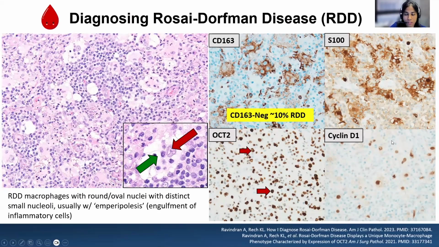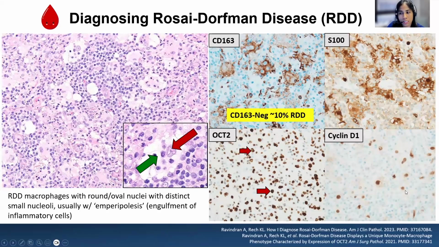The other phenotypes in RDD include positivity for S100, OCT2. OCT2 also stains background small B cells and plasma cells. So when you're interpreting it, it's necessary to interpret this OCT2 expression in the large lesional cells of interest. Now, cyclin D1, as I indicated before, because of the presumed underlying MAPK pathway activation, you see overexpression of cyclin D1 protein in the majority of the RDD cells.